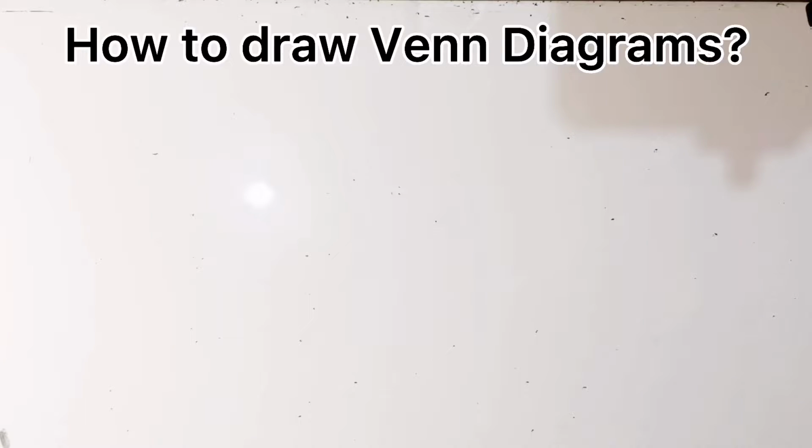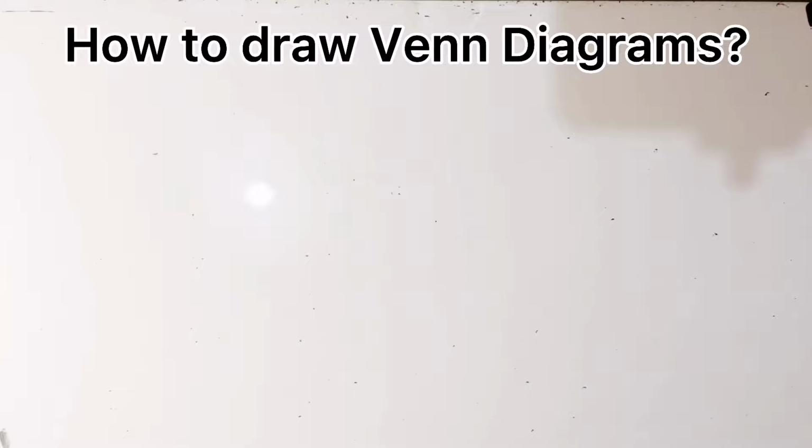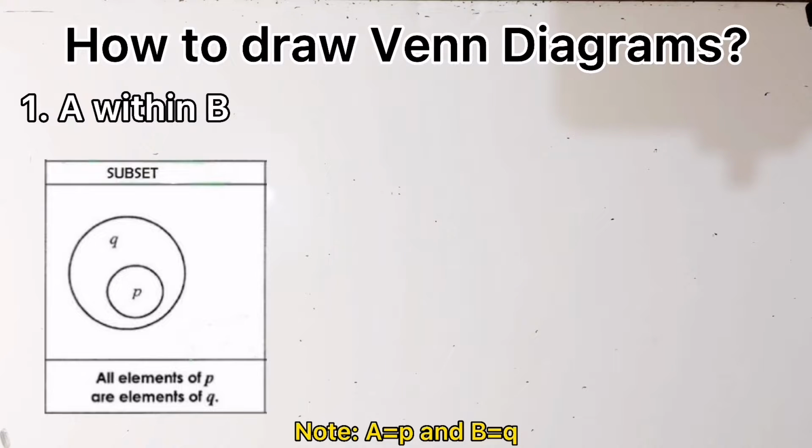How to draw Venn diagrams. First, we need to determine the relationships between the sets, such as subsets and intersections. There could be several ways to describe the relationships. Number 1, we draw A within B if we know that all members of A belong to B, or A is a subset of B.